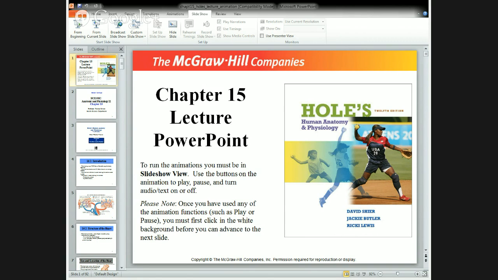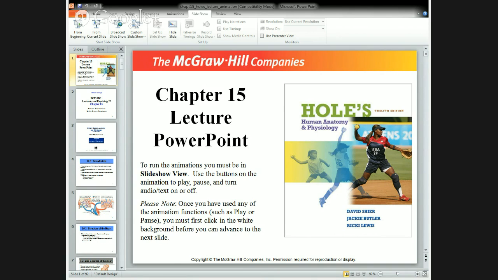Some of the factors that influence arterial blood pressure: if blood volume increases, blood pressure increases. If heart rate increases and stroke volume increases, those also lead to pressure increases. If the viscosity of the blood increases, that also leads to blood pressure increases. If peripheral resistance increases, that also leads to blood pressure increases.